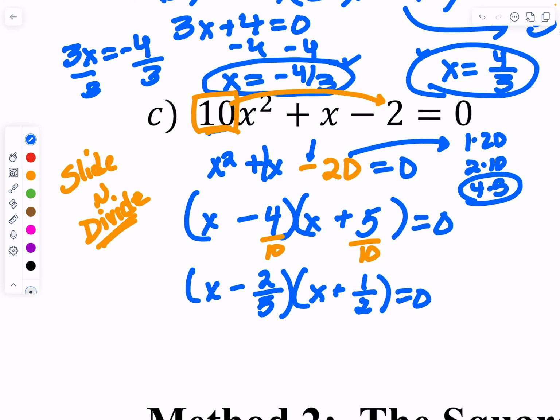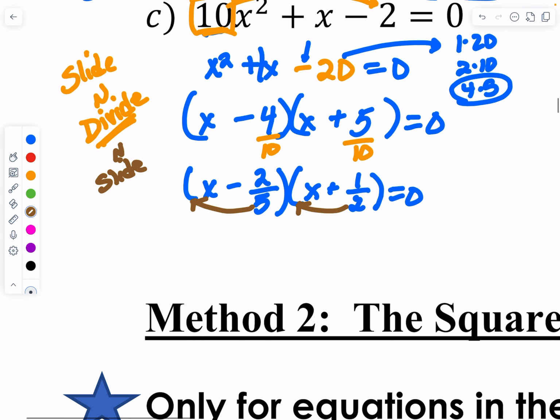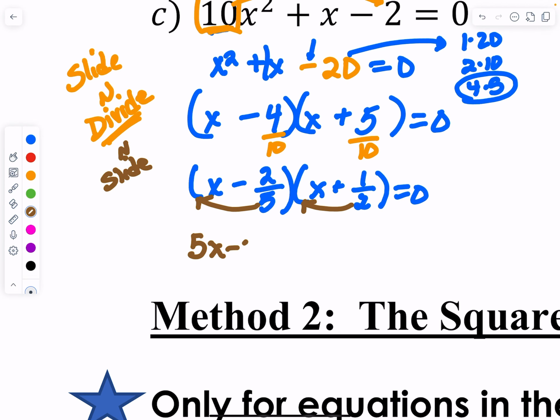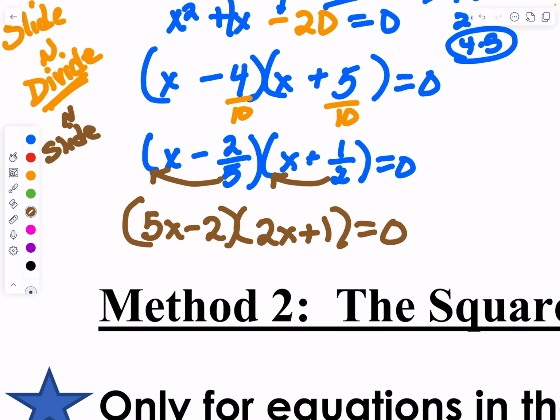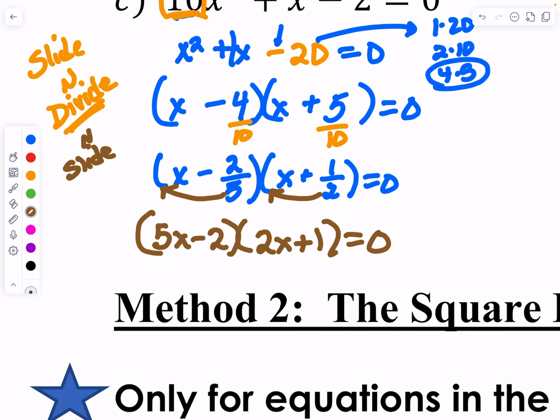And really, it should be called slide and divide and slide back, because that's what we're going to do. I'm going to take the 5 and slide it back, and that and slide it back, and I would get 5x minus 2 and 2x plus 1. Now that is my factored form. And then we've got to set each one of those equal to 0.